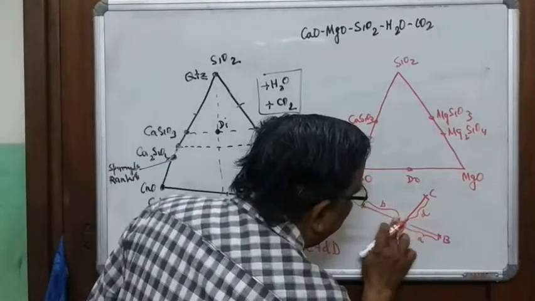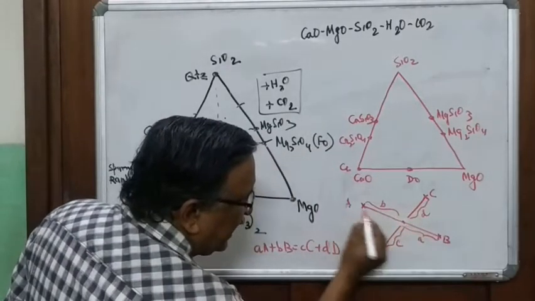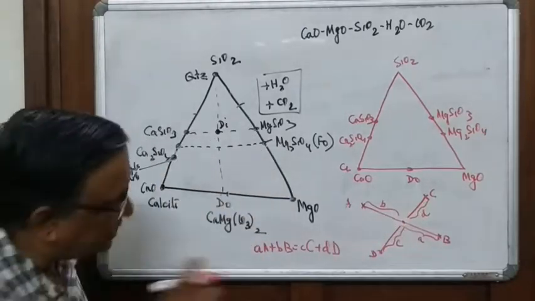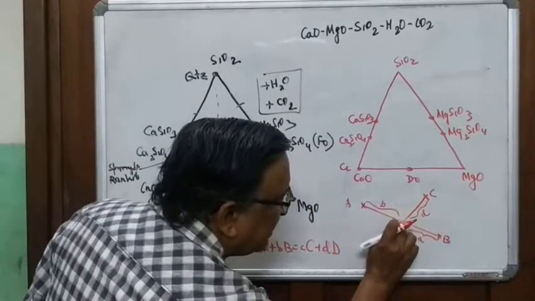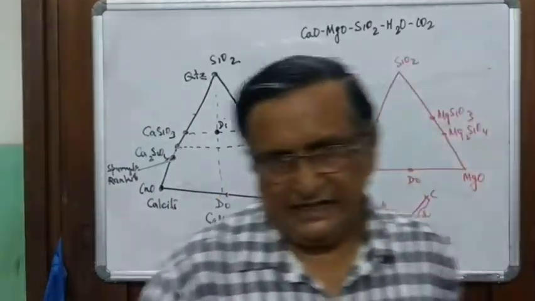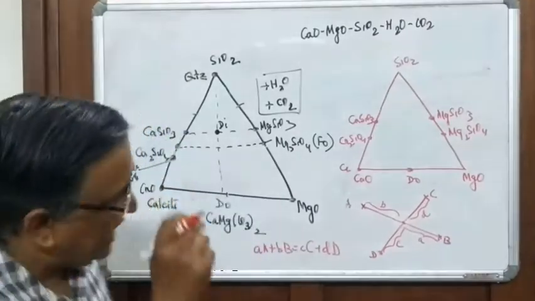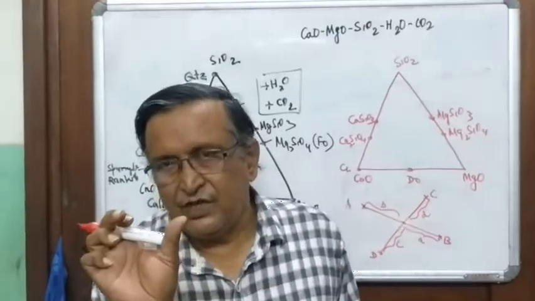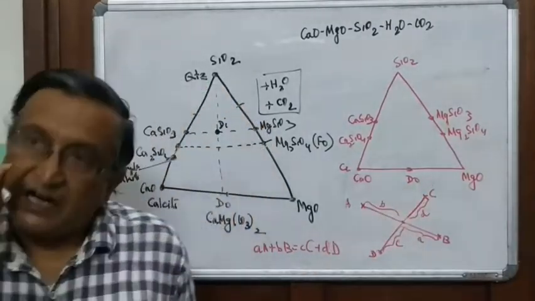Say for example, if I take this point, this can be written in terms of aA plus bB. So that will be a particular composition. And if now I join this, then you will have cC plus dD. This is the point shared by both the tie lines. This is where the composition of the reactant, aA plus bB, is equal to cC plus dD, which is the composition of the product.